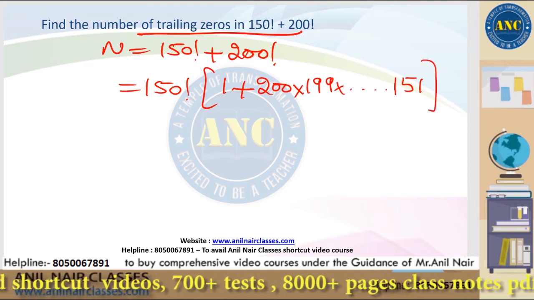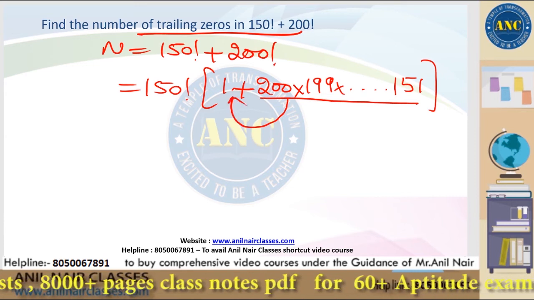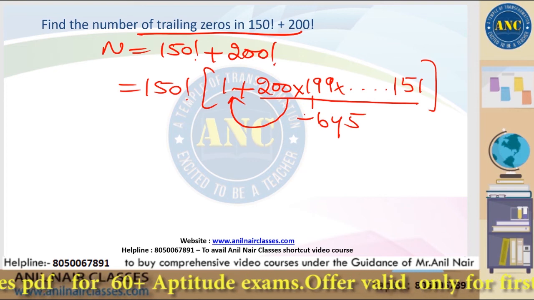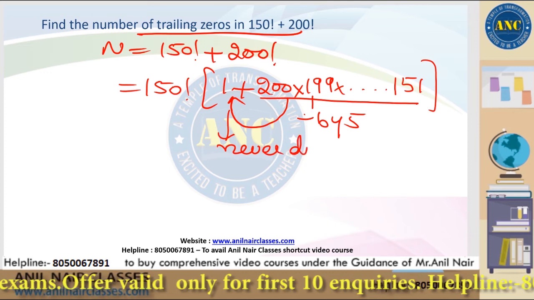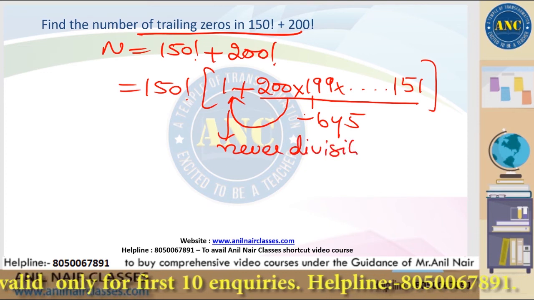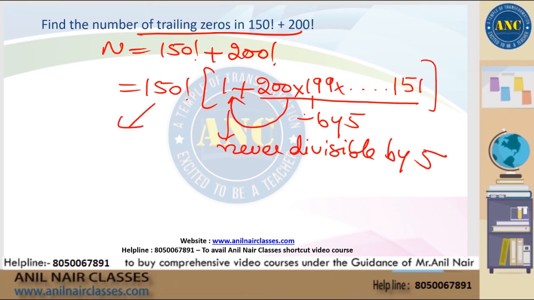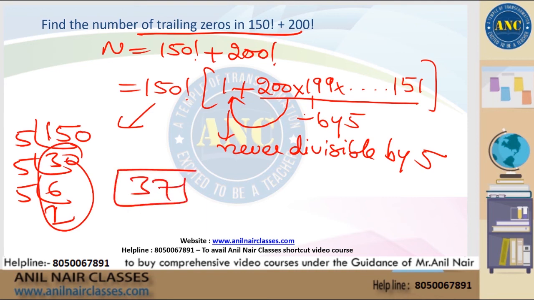The remaining 150 factorial is divisible by 5. So the bracket is 5k plus 1, which is never divisible by 5. So for 150 factorial, how many zeros are there at the end? 5 30s are, 5 6s are, 5 1s are. The answer is nothing but 37.